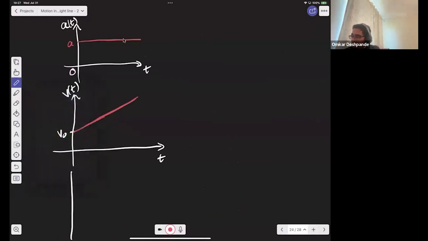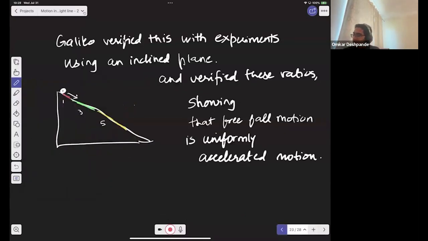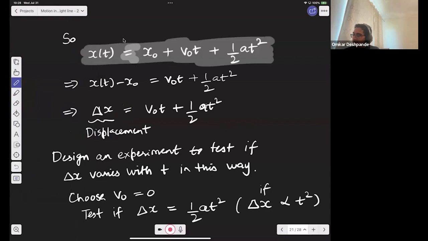So the x(t) versus t graph is going to be of this form: x0 plus v0t plus half at squared. So you remember from your quadratic equations that the graph of this is a parabola that will either open upwards or downwards depending on the sign of the coefficient of the highest term here, a.